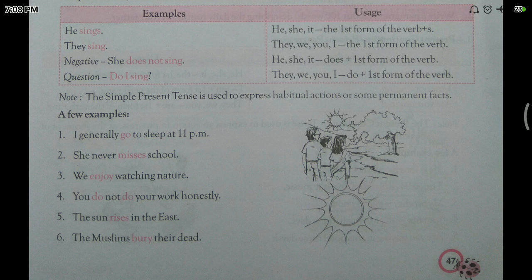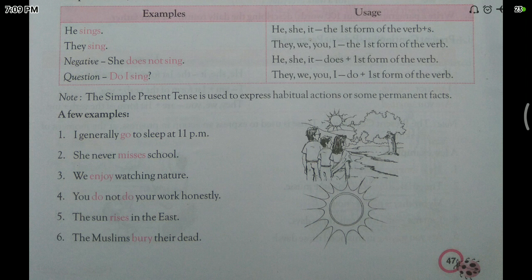A few examples are here also in your book. I generally go to sleep at 11 p.m. She never misses school. So in the very first example, I is the subject and the verb is the verb's first form, go. Second, she is the subject, then we use es in the verb misses.